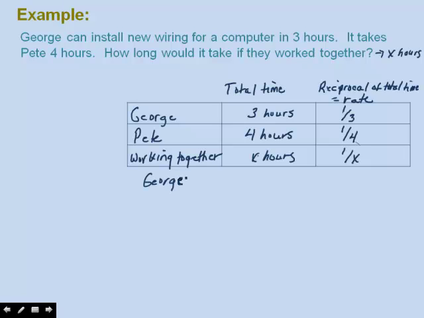Let's write this down here. George's rate plus Pete's rate should equal their rate working together.